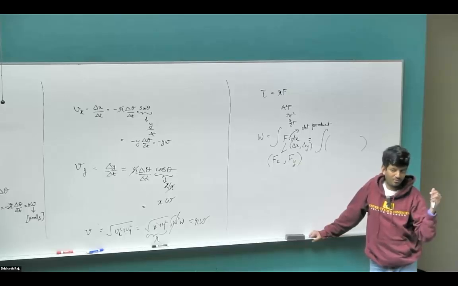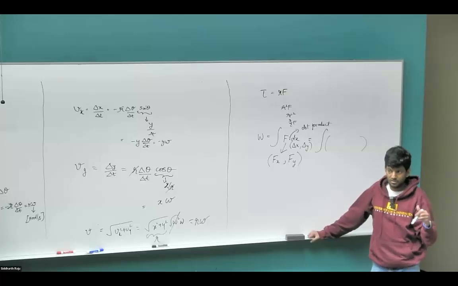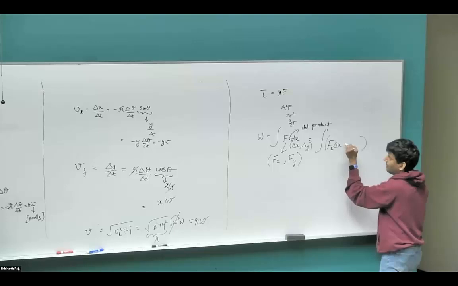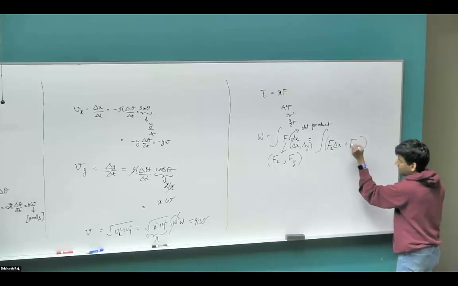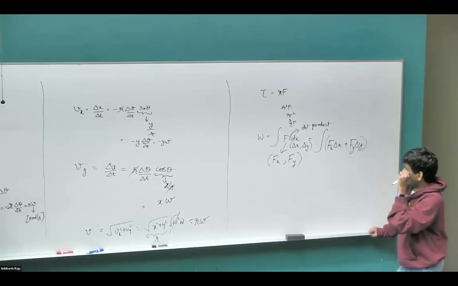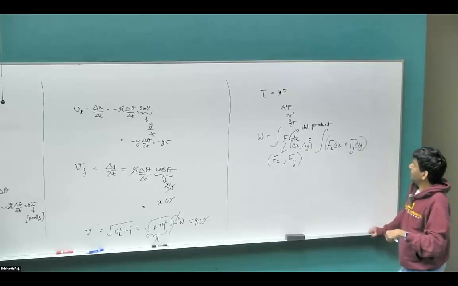Anybody? When you have two vectors with xy components, what's the dot product of it? Okay. Fx times delta x plus Fy times delta y. Okay, there are no wrong answers in this class, so give it a shot. We are all here to learn, so don't be hesitant.